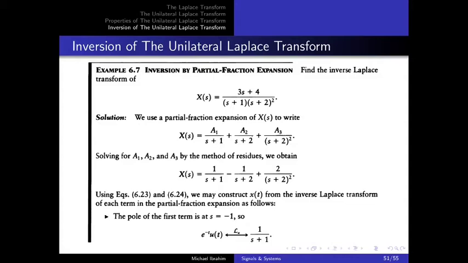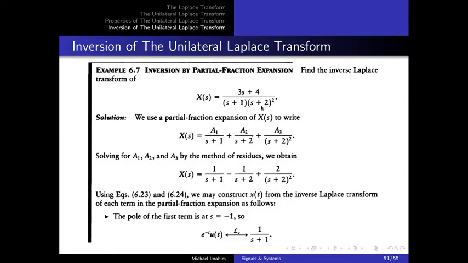That is to express x of s as follows, as a summation of a1 over s plus 1 plus a2 over s plus 2 plus a3 over s plus 2 all squared. As you remember from mathematics, in doing partial fraction, if the factor in the denominator is of the form s plus 1 or s plus constant, the corresponding partial fraction would be constant over the factor we have, s plus 1.